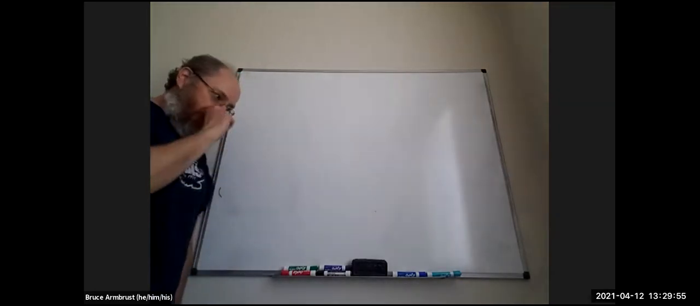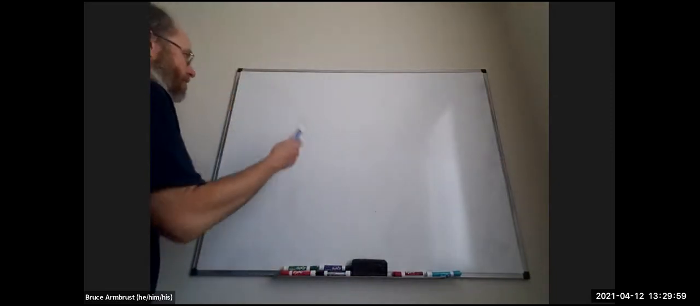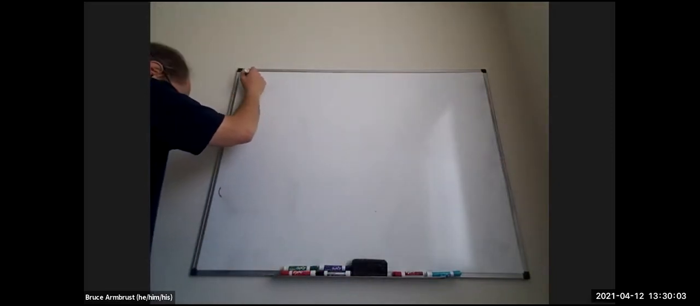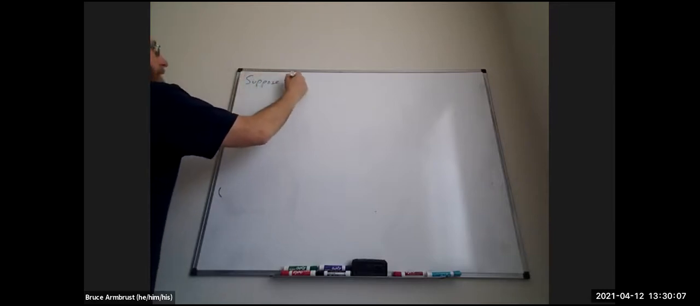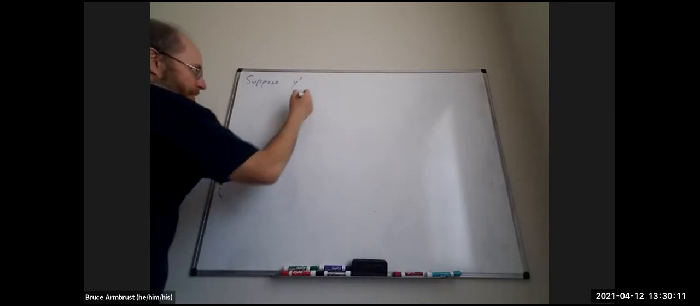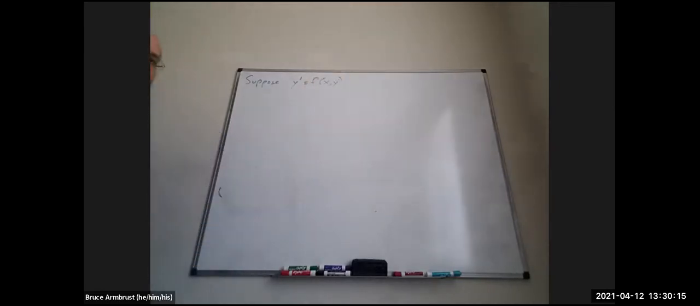So I've got a theorem for you. And this theorem has two parts. The setup for them is all the same though, all right? So what we're going to have is our differential equation, y prime, equal to some function of x and y.